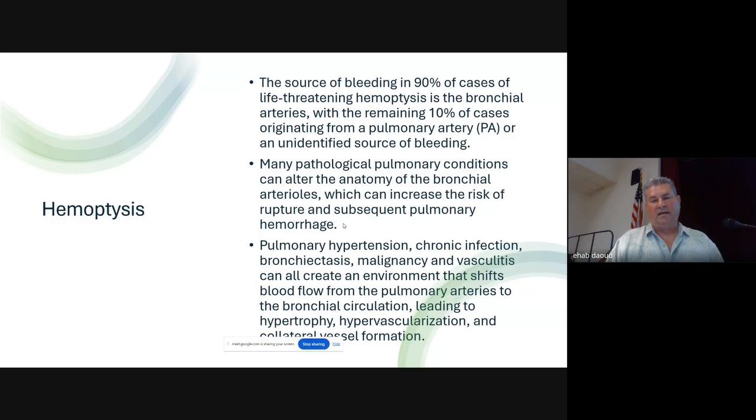And so you can ask your interventional radiologist friends if they're able to embolize it. They may ask you, the bronchoscopist, to tell them which lobe. So you may try to figure out, is it right upper lobe? Is it left lower lobe? Where is the bleeding coming from? So it gives them at least a little clue.